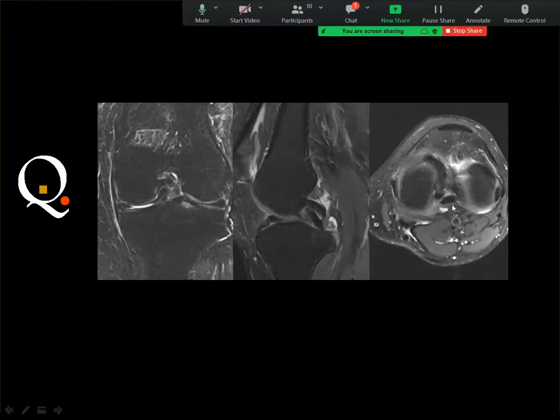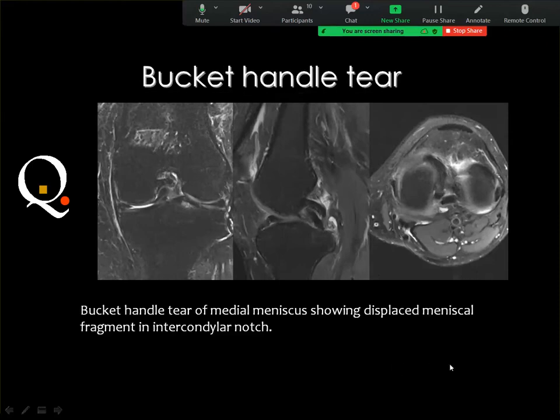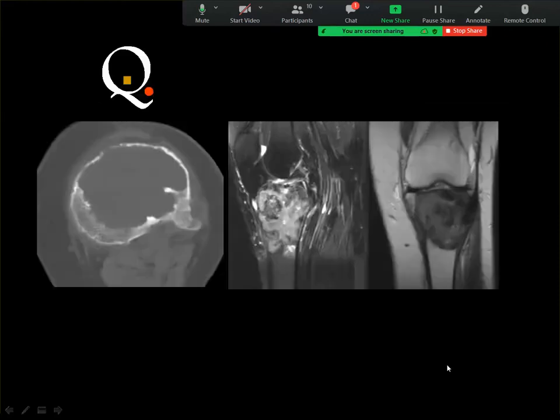And in the axial image, which is one of the very informative images nowadays in the assessment of the knee, you can see that this is the medial meniscus. There is a fragment which is placed at each side, and the big one which is displaced to lie beneath the posterior cruciate ligament. This is the displaced fragment, and the diagnosis is bucket handle tear of the medial meniscus.